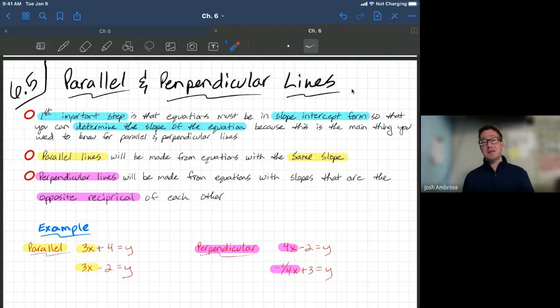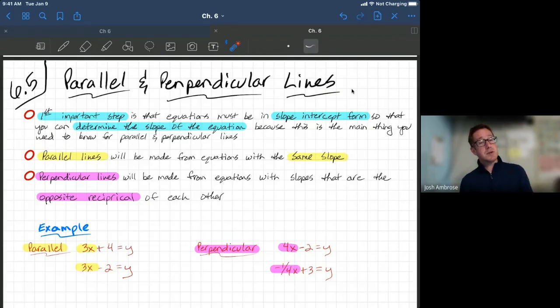And again, you'll notice I've highlighted just that really important part. If parallel lines are being shown, then you will notice that we have the same slope. It does not matter about the b value, it does not matter about the y-intercept. What does matter is if the slopes of each equation are the same, then we are looking at parallel lines.